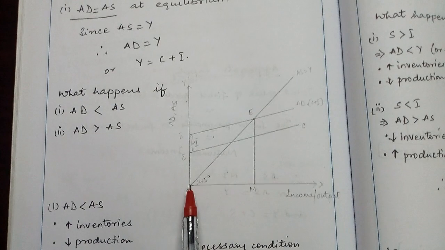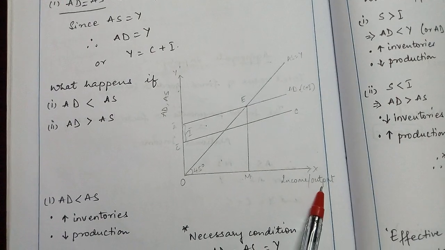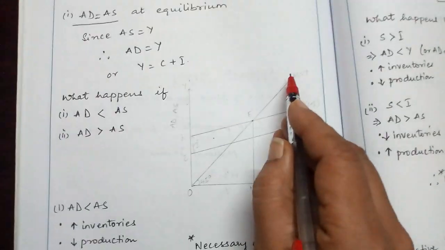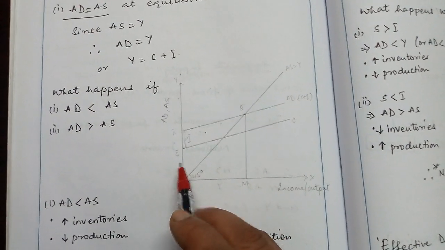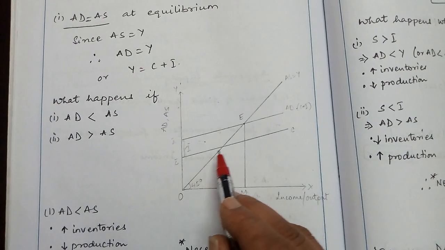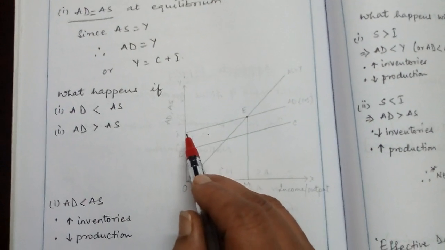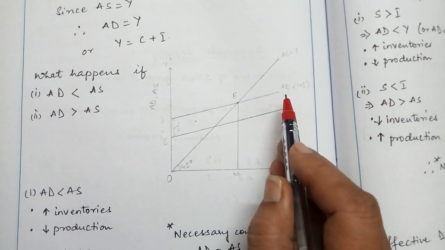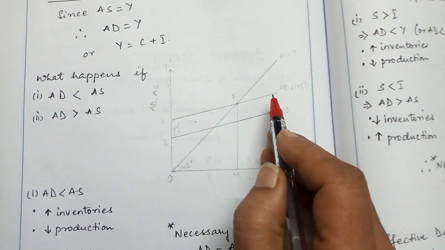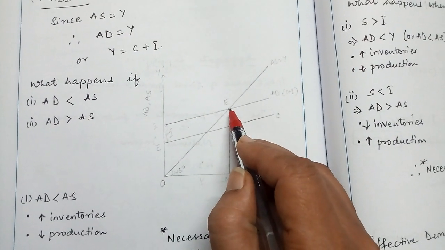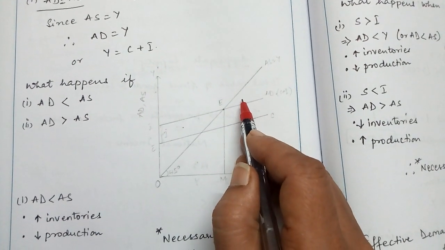Now here is a graph that represents AD-AS on the y-axis and income and output on the x-axis. We know AS is a 45-degree line since it is directly proportional to income and output. Autonomous consumption curve is upward sloping, and the aggregate demand curve is parallel to the consumption curve. The point at which AS curve meets the AD curve is the equilibrium. At this point, AD is equal to AS, and we can say that the economy is at equilibrium, E.